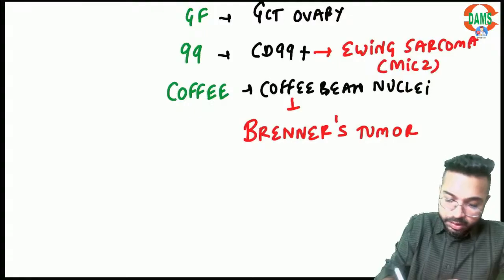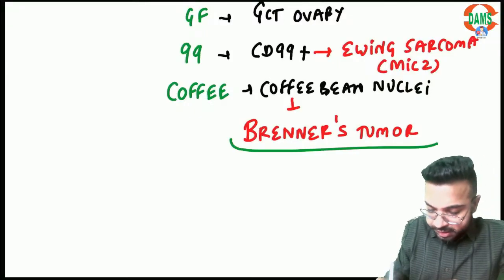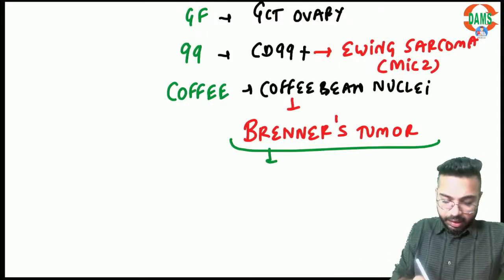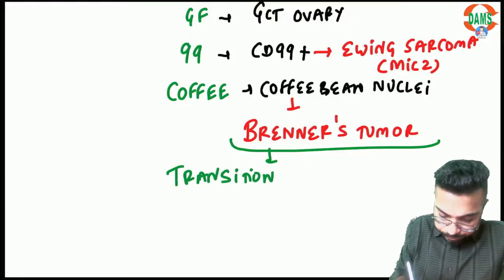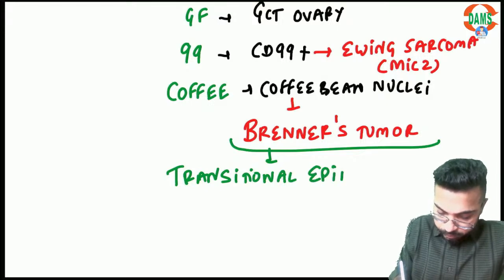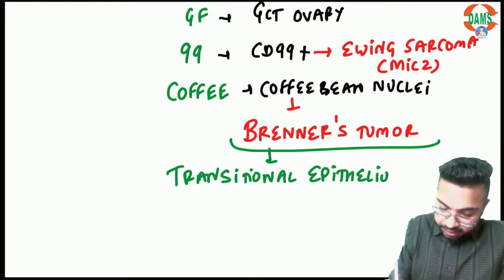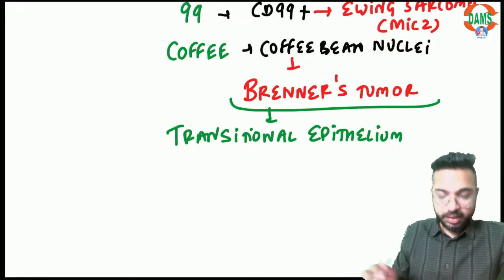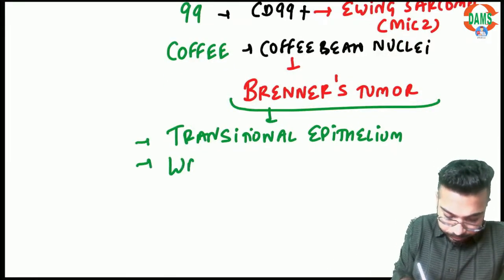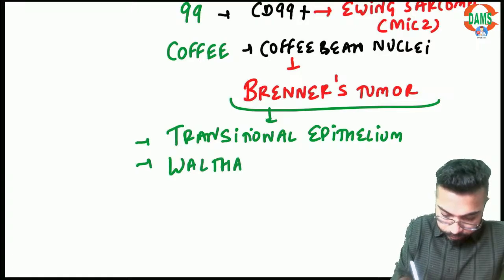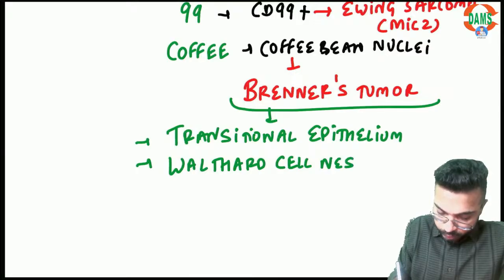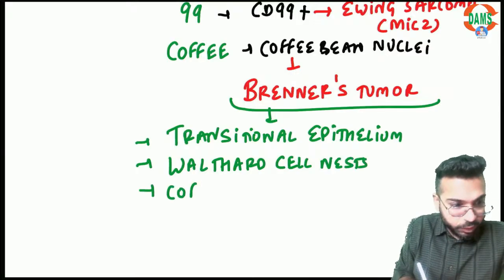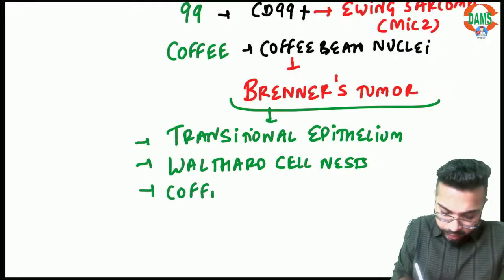Something special about Brenner's tumors: they have bladder-like, transitional epithelium. It has a very special cell nest. Come on, answer this, Amit. You have Walthard cell nest. And remember, here also you will have coffee bean nuclei. Very good, I3, very good.